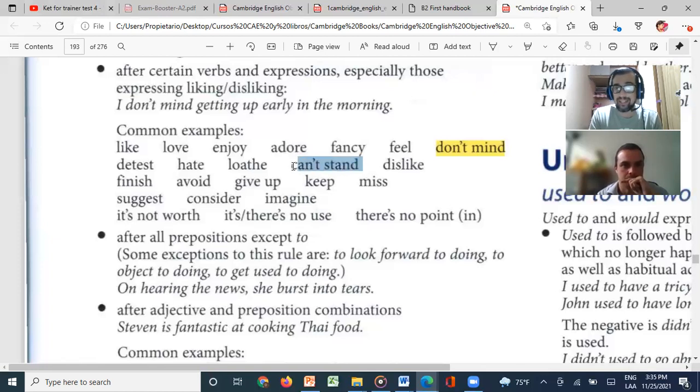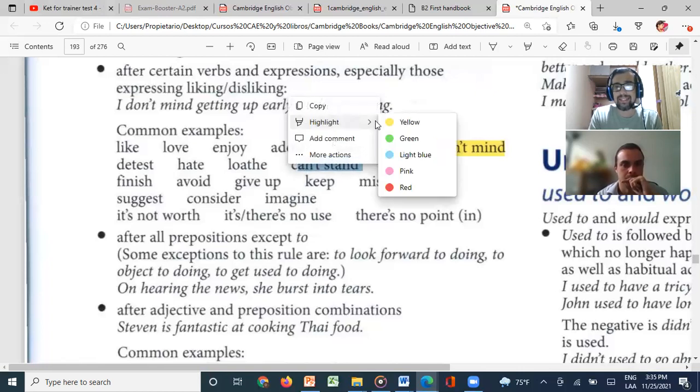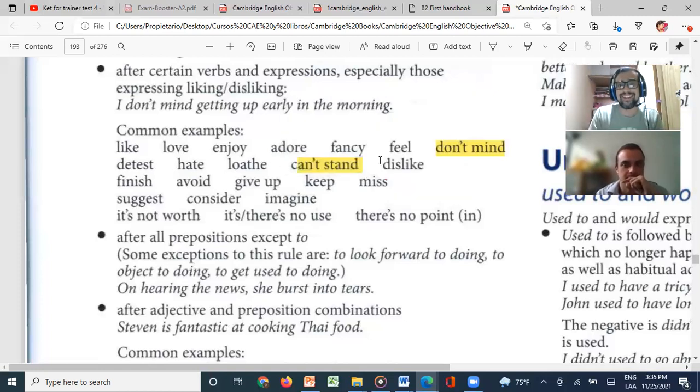Have you heard that one? I can stand, no soporto, right? So you can say, I can stand driving. Or I can stand feeling fear. Yeah, exactly. I mean, all these verbs are followed by ing.